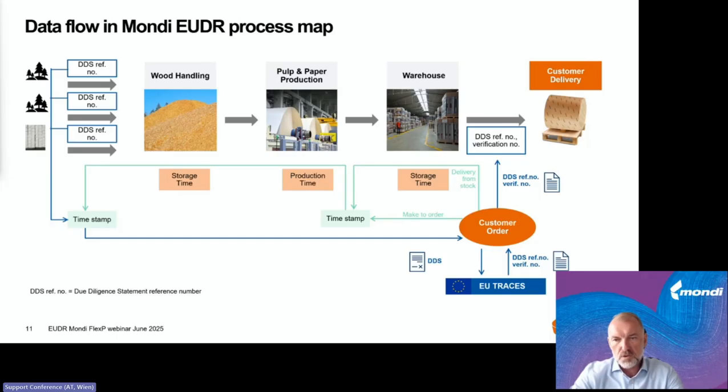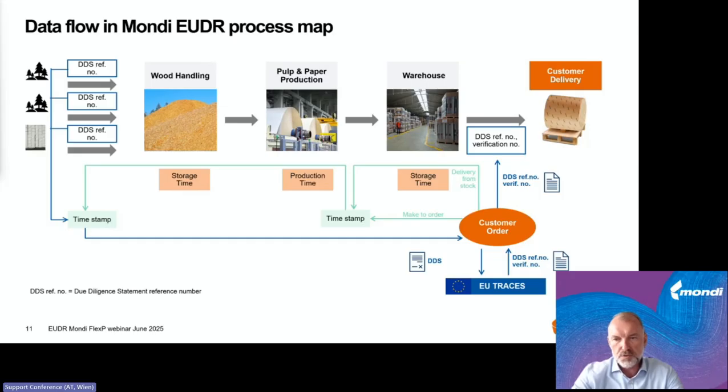And the algorithm works in such a way that at the moment when we release the production order for the production process, we trigger the search logic. We go back, and based on the timestamp, we pick up from the input database the relevant numbers we got from our suppliers. We add them to our due diligence statement, which we submit to the EU TRACES.